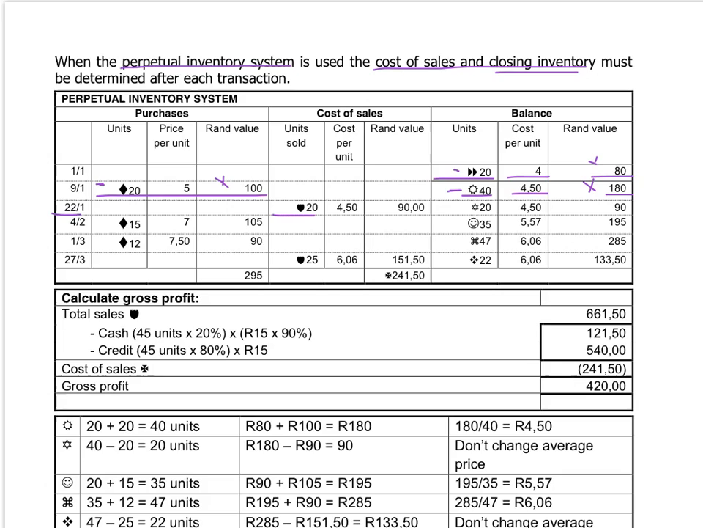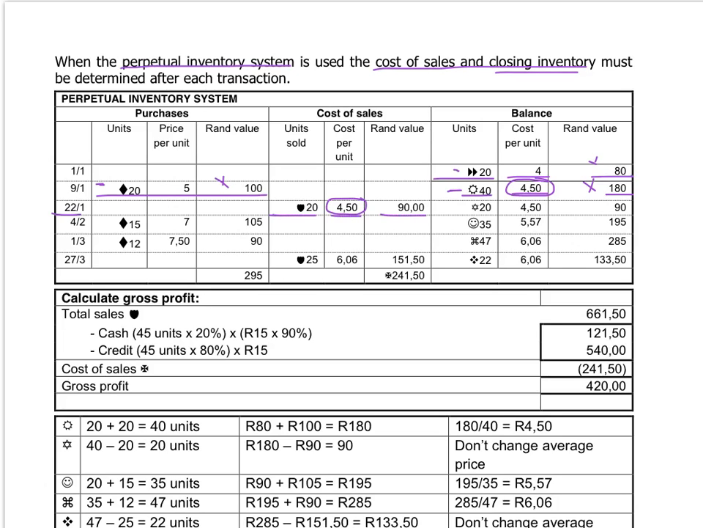On the 22nd of January, we sold 20 units. Now remember, everything that we calculate in this table is at cost price, so don't use the sales price here. When we get to the income statement, we will determine the sales price. So you have to take this 4 Rand 50 average price that you calculated and say that this 20 units will be sold at the normal sales price, but the cost price of those units were 4 Rand 50. So what was the cost price of all 20 that we sold? And I will take the 20 times 450, and that will give me 90 Rand.